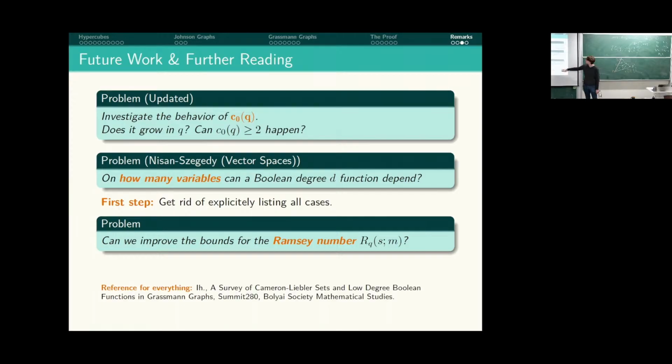I recently wrote a survey article on this set of problems, if you want to have a written summary.